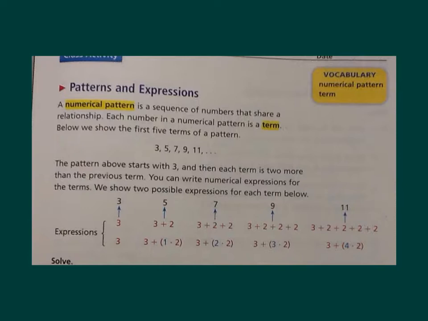But our goal is to be able to figure out what maybe instead of the 6th term would be, what would the 12th term be without having to go through and add 2, 2, 2, 2, 2 every time, which is why we're going to learn how to write numerical expressions, and you know what an expression is from our previous lessons, that actually show the relationship.